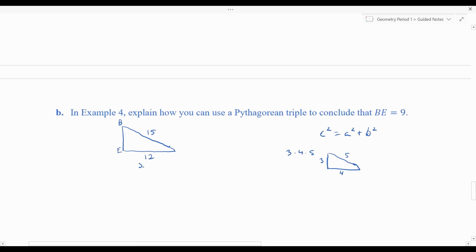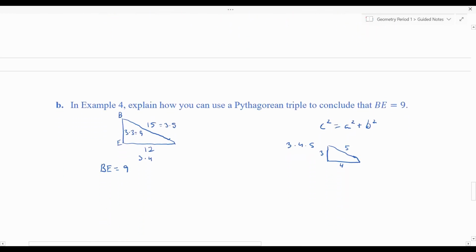So if I pull that out, I have 3, and this will be a 4 right here. 3 times 4 is 12. Then I have this 15, and this looks like it is 3 times 5. So we have 4 here, and we have 5 over here. That means that this side over here should be 3. And since our 15 arrived by multiplying 3 times 5, and the 12 by multiplying 3 times 4, if I take this 3 and multiply it times 3, I get my 9. So that's one way in which we can use Pythagorean triples to say that BE equals 9, and the units? 9 meters. And that's how we use Pythagorean triples.